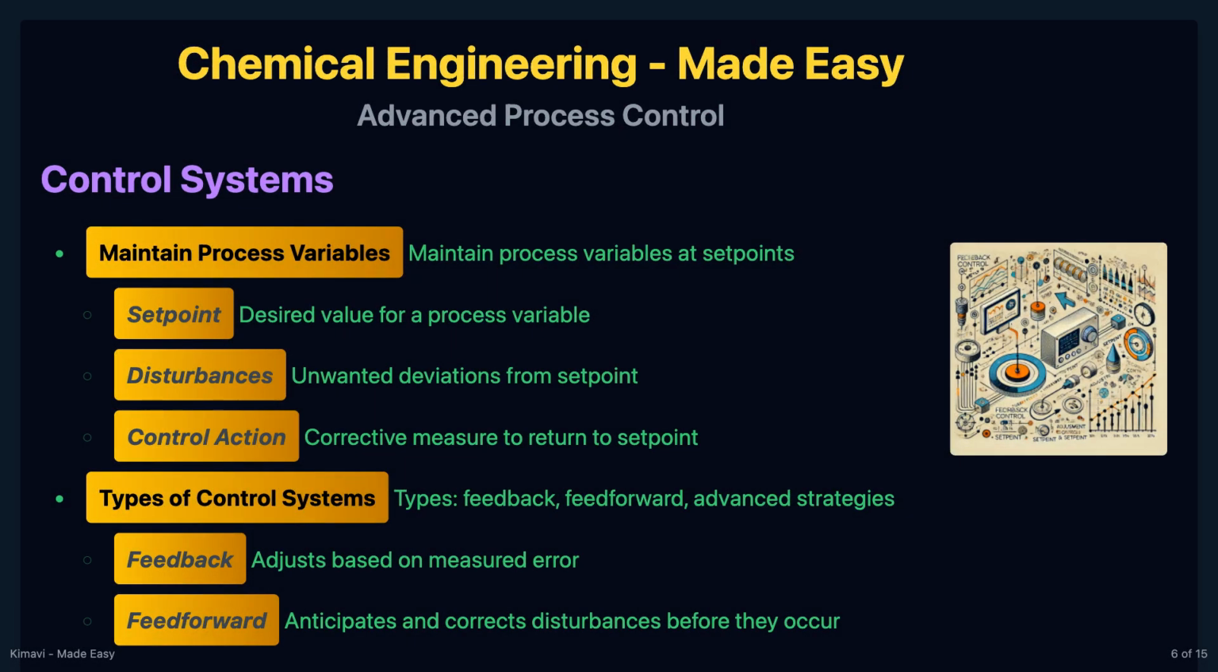temperature change. Control systems are designed to maintain process variables at desired set points despite disturbances. There are various types of control systems, including feedback control, feed-forward control, and advanced control strategies.